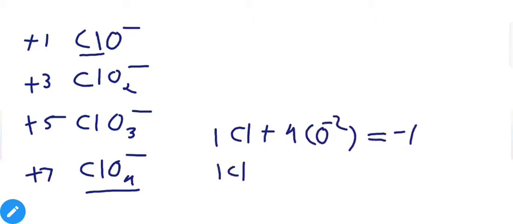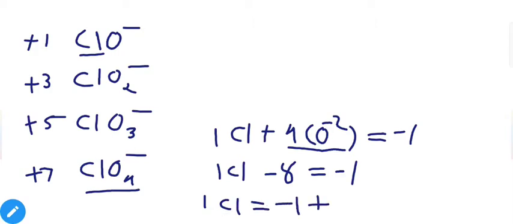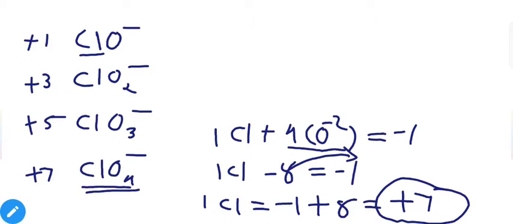So we do not know the charge of chlorine. Right now we will put it as Cl. Now, a total of 4 oxygens will give us -8 charge, and that's why overall it is -1. So 1 Cl is equal to -1 plus 8. This 8 will shift to the other side, that's why it is +7. So chlorine shows the +7 state in this example.